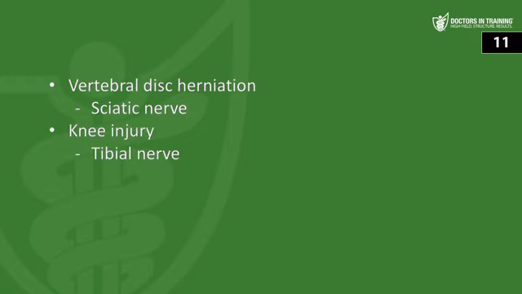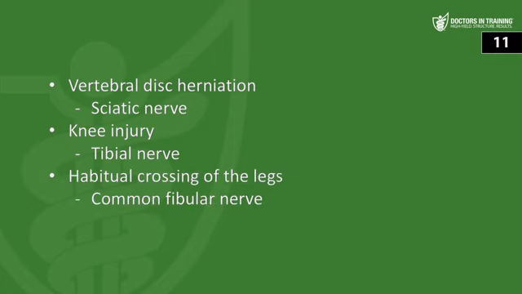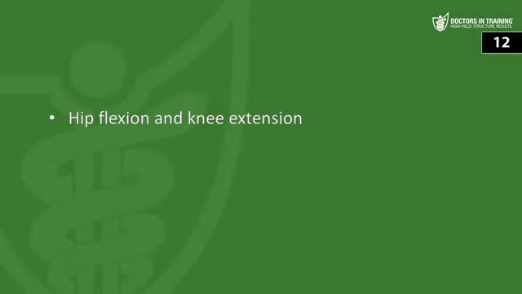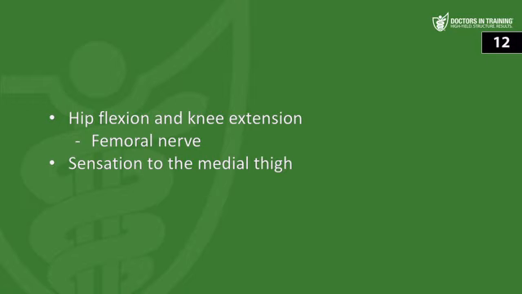Knee injury, think globally as a tibial nerve. Habitual crossing of the legs, common fibular or common peroneal nerve. Next, which nerve is responsible for the following functions? So first we have hip flexion and knee extension. So remember that's your femoral, it's kicking a football. Sensation to the medial thigh. Think of obturator and that terrible machine you got to use.